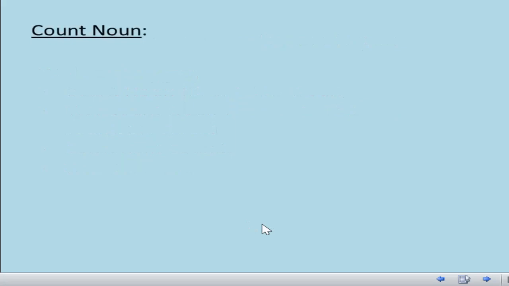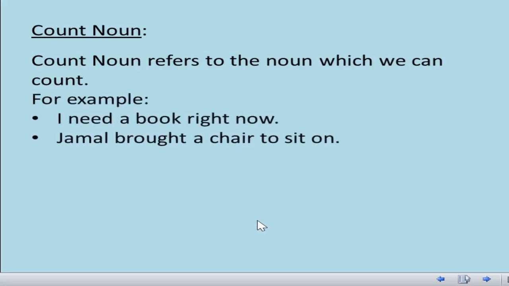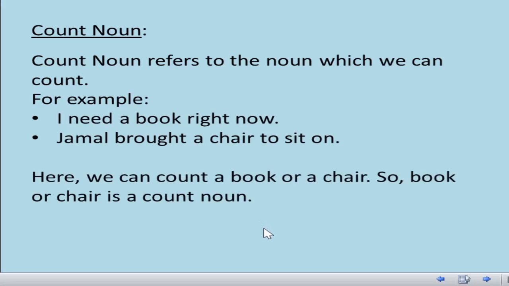Now count noun. Count noun refers to the noun which we can count. For example, I need a book right now. Jamal brought a chair to sit on. Here we can count a book or a chair. So book or chair is a count noun.